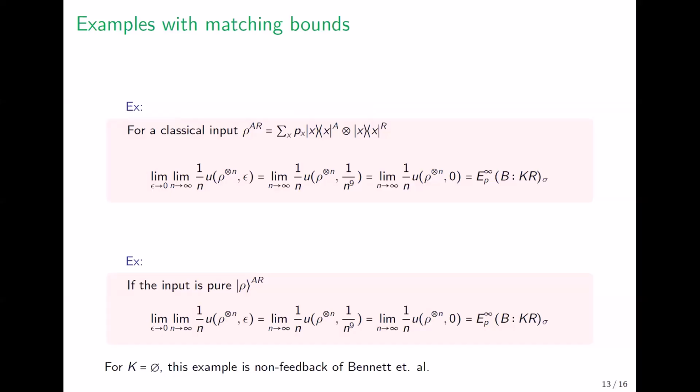This is one case. The other one is when the input state is a pure state shared between A and the reference. Also in this case, we show that the lower bound and the upper bound match. They are both equal to this quantity, the U function at gamma equal to 0, and they are both equal to entanglement of purification. And so here, we also retrieve the unassisted capacity region that they introduced in the Bennett et al. paper. But there they assume that K is just a trivial system, but we obtain this result for a general system.